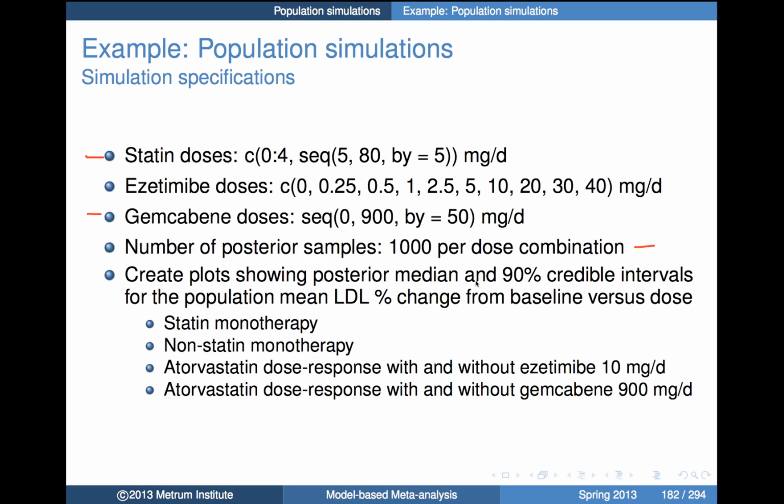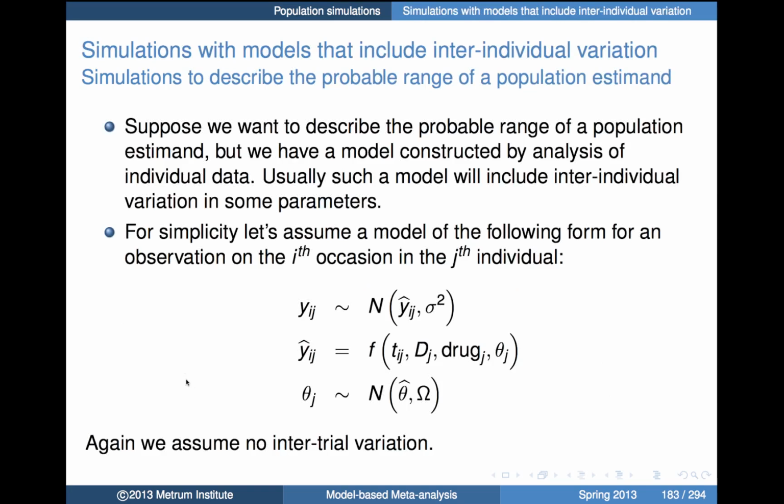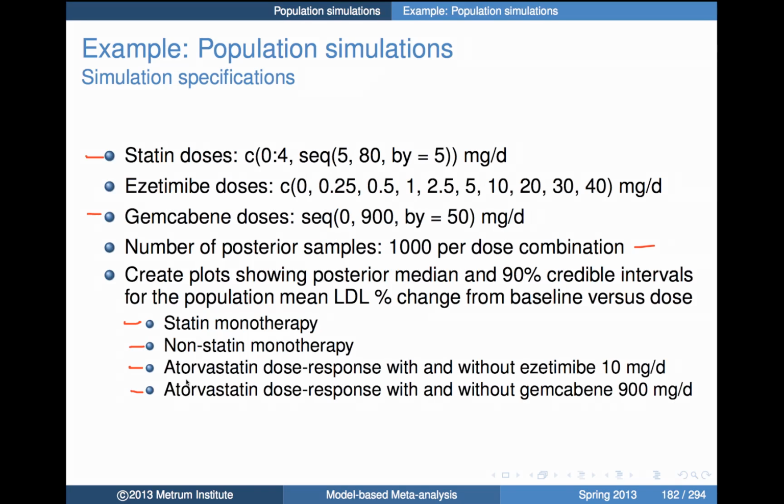And we're going to create some plots that'll show posterior median and 90% credible intervals for our population mean LDL percent change from baseline, mainly showing them versus dose. We'll do that for statin monotherapy, non-statin monotherapy, and then we'll do a couple specific cases where we combine atorvastatin with ezetimibe 10 milligrams per day and compare that to atorvastatin with and without gemcitabine 900 milligrams per day. Why don't we just call it these are the likely labeled doses for these. Okay, so let's go ahead and do the example. You got the premise.